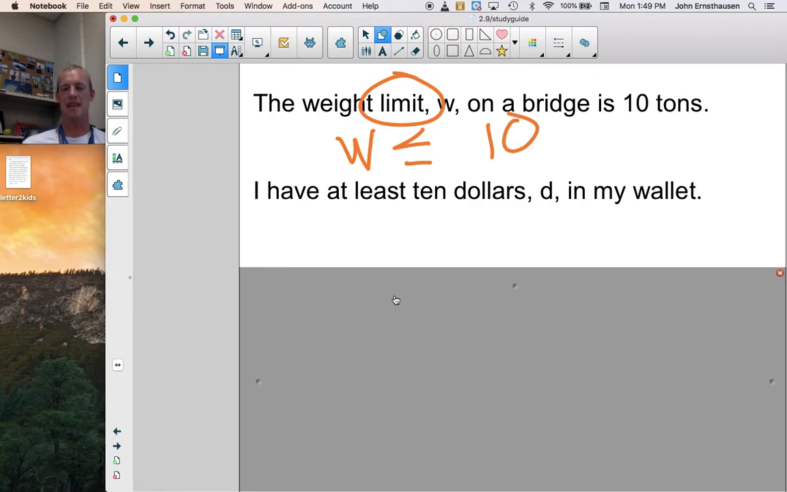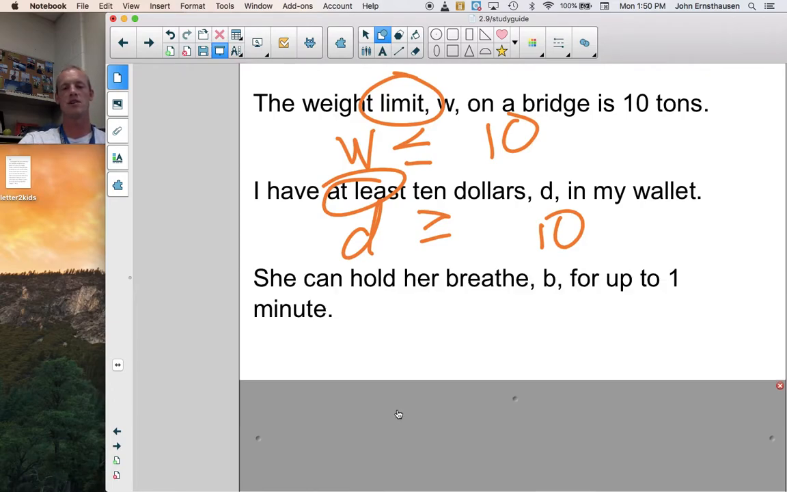I have at least $10 D in my wallet. Another one with a 10. Keywords: at least. So that means we're going greater than or equal to 10. Please pause these as we go, you guys. It's really important you're doing these on your own.